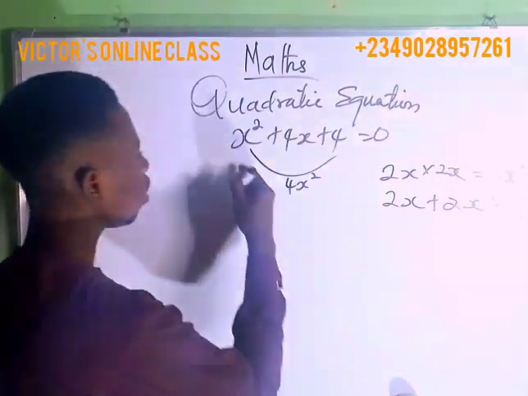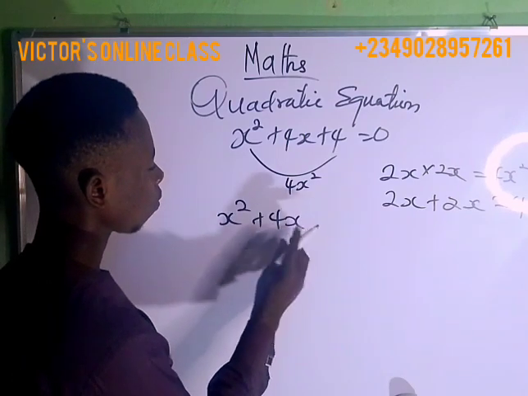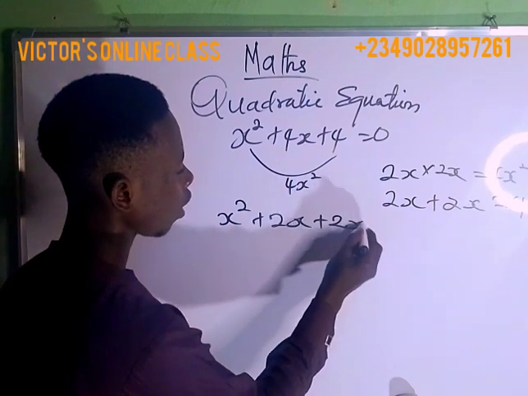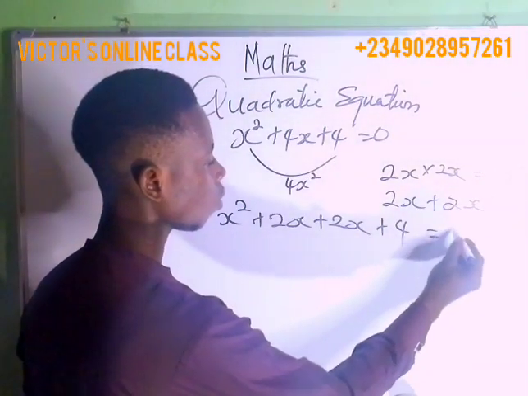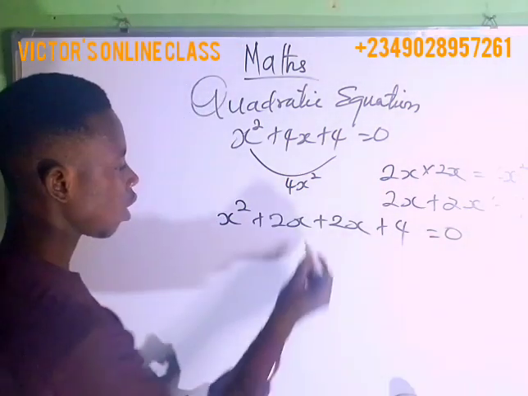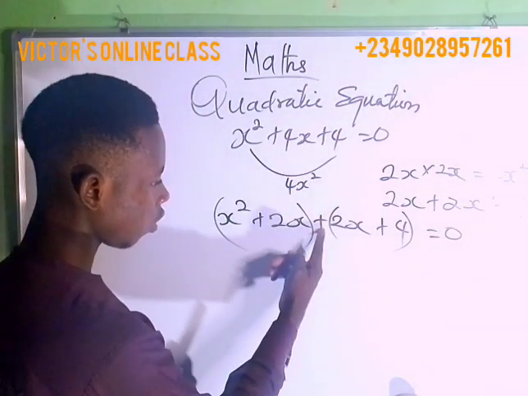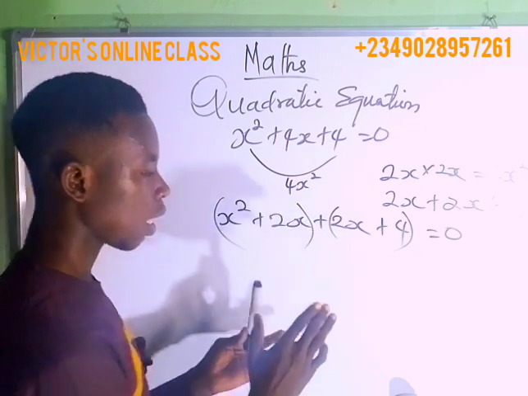By so doing, you put down x squared plus 2x plus 2x, and then the last term, plus 4, equal to 0. The next thing you do is bracket them. Don't join this one inside the bracket. This is how you have analyzed your question.